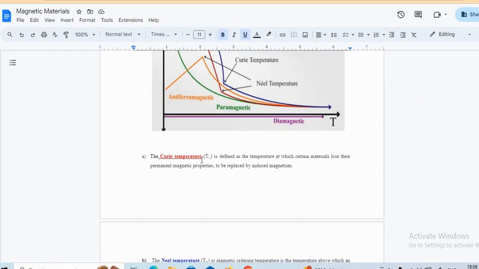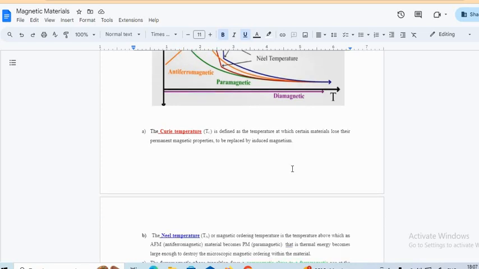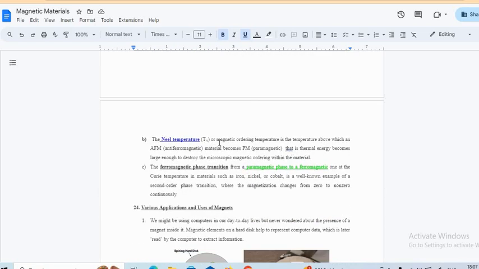Okay, now this is the idea about the Curie temperature. Curie temperature is defined as the temperature at which a certain material loses its permanent magnetism and it will be replaced by induced magnetism. Néel temperature, Tn, the magnetic order temperature, is the temperature above which an antiferromagnetic material becomes paramagnetic. And for the ferrimagnetic material, a paramagnetic phase to the ferromagnetic. So it's a phase transition.